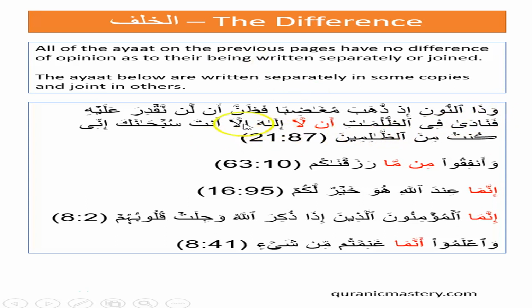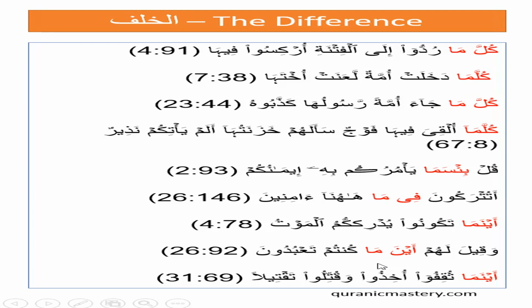In Surah Al-Anbiya, this is written separately, and in some copies it will be written joined. In some copies of the Quran, this is written joined, mimma, but in this one it's written separately. So if you're going to stop, you're going to stop on min if you want to stop. But if it's written jointly, then you're going to stop on mimma. Innama in this surah, innama in this surah, annama in this surah. So you got innama, annama. So you have to be careful as to what you're finding.